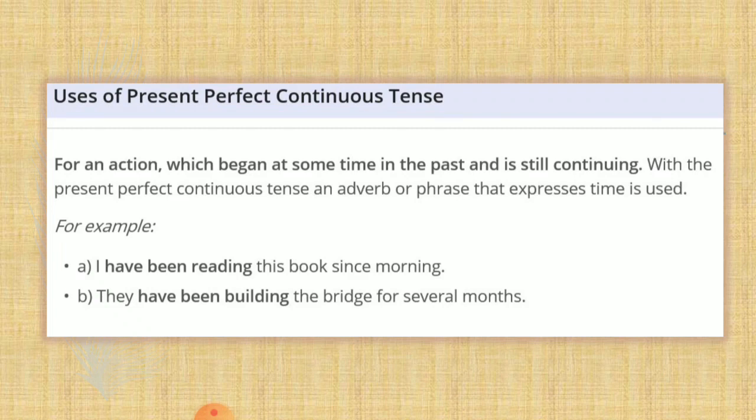It's written over here, for an action which began at some time in the past and is still continuing. So with the present perfect continuous tense, an adverb or phrase that expresses time is used. So that phrase is since or for. I have been reading this book since morning. That means you're showing that you started in the morning and now also you're continuing. So past and present are correlating. They have been building the bridge for several months. That is, if you presume that they started making the bridge in January and still till this time, till the month of May, they are continuing with the bridge building. So they can say they have been building the bridge for several months.